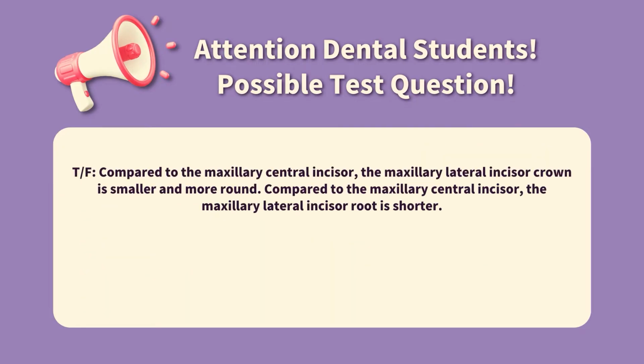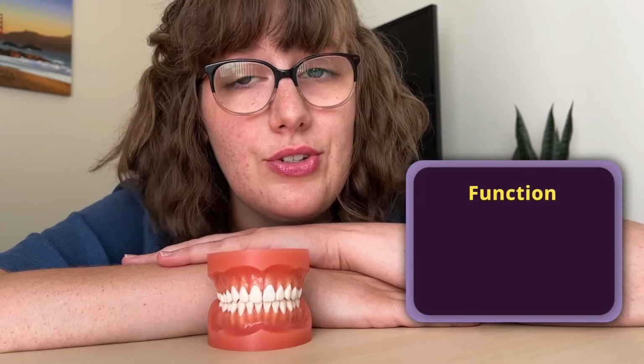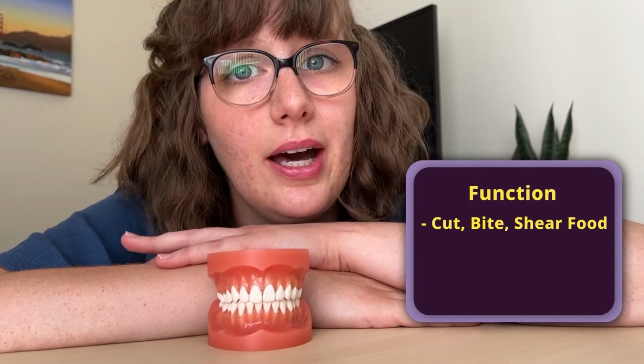A good test question could be, true or false? Compared to the maxillary central incisor, the maxillary lateral incisor crown is smaller and more rounded. Compared to the maxillary central incisor, the maxillary lateral incisor root is shorter. False. The root is longer. Which incisor has the most pronounced cingulum? The maxillary lateral incisor.